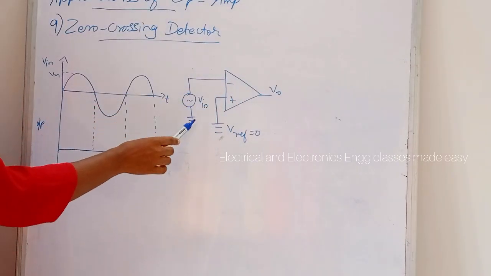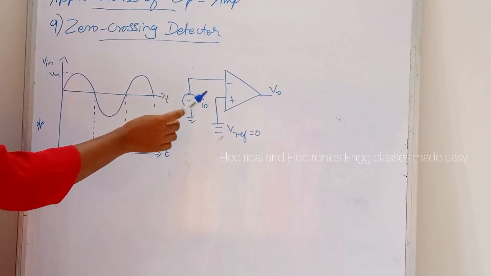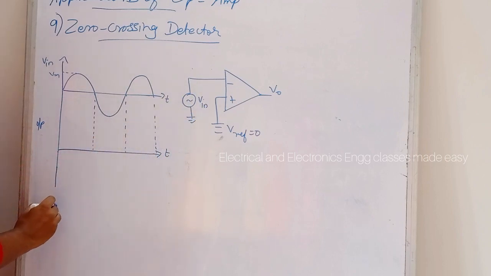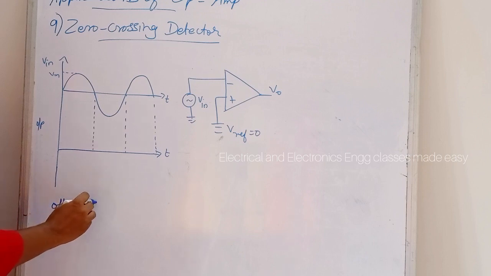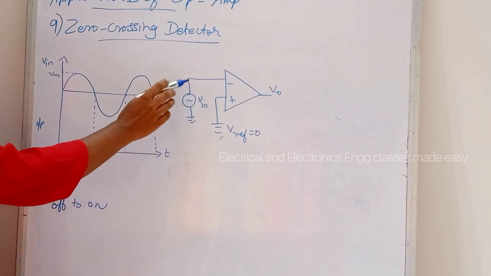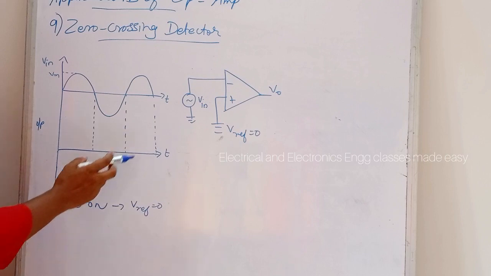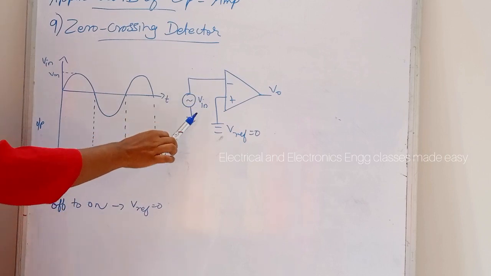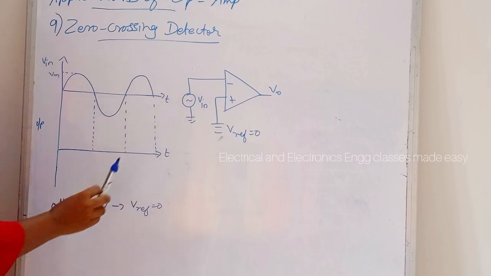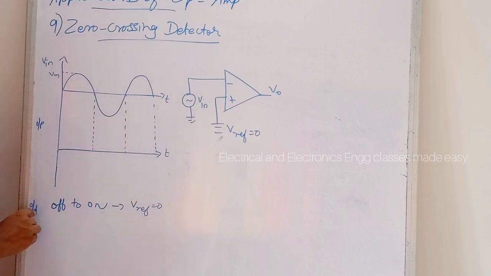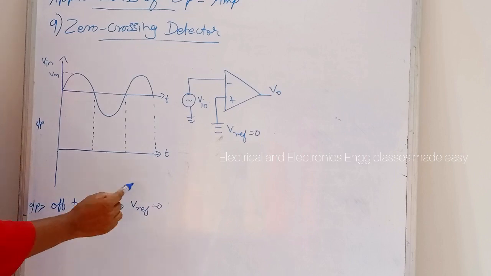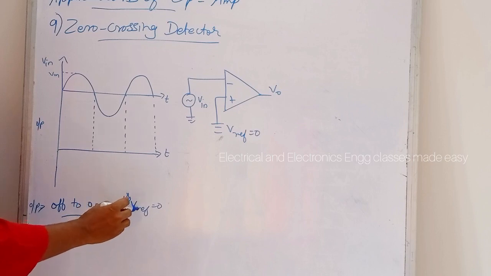It is a comparator that switches the output from off to on when the input crosses the zero reference voltage. That is, a zero crossing detector is a comparator that switches the output from off to on when the input crosses the zero reference voltage.